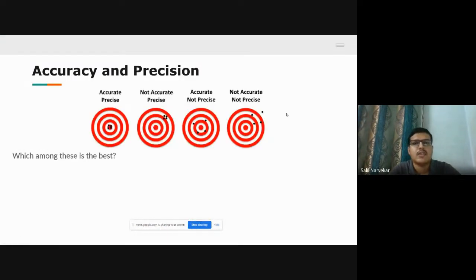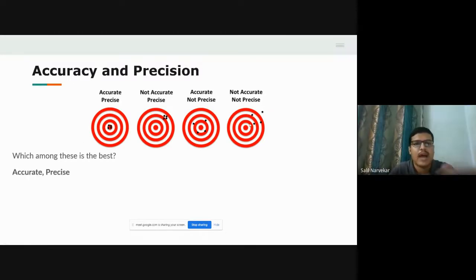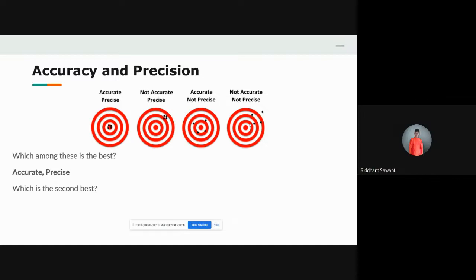Now, could someone tell me which of these is the best? Of these four options, which is the best? Accurate and precise. Right. So accurate and precise is the best thing. That's what we should aim for. That's the very best thing which we could have. What is the second best thing here? Not accurate and precise. Right.